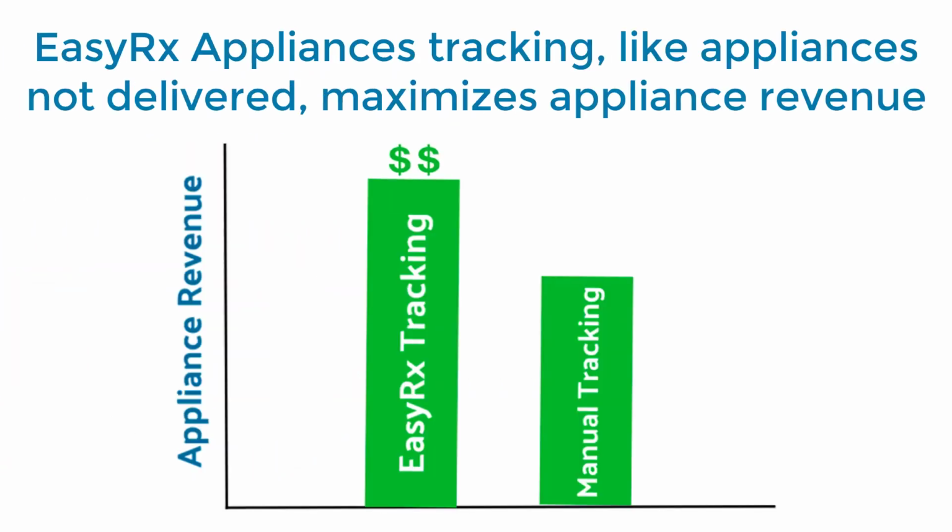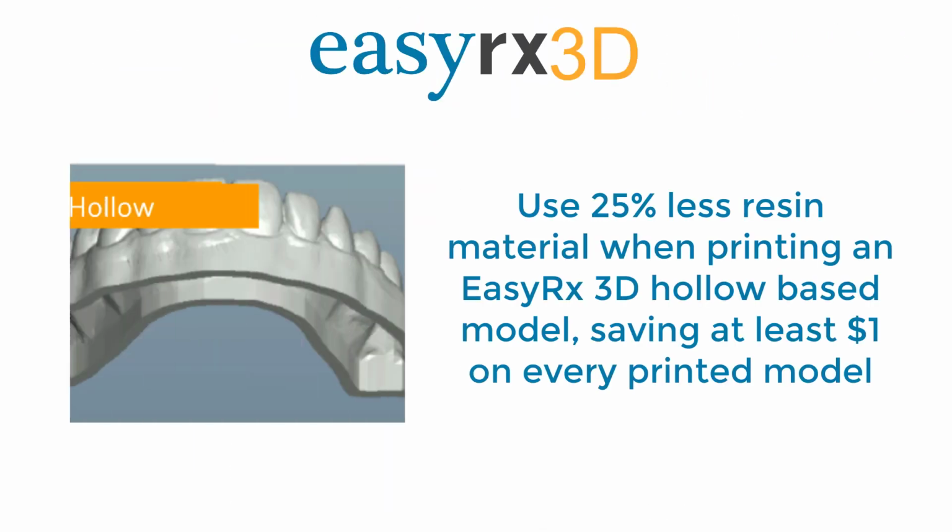EasyRx improves appliance tracking. One example would be appliances not delivered, so the appliance comes back from the lab but was never delivered to the patient. So we're going to help you follow up and make sure that appliance is getting to the patient, which helps generate extra revenue.